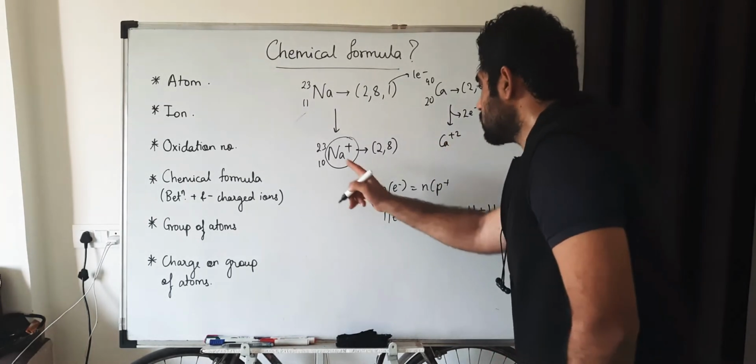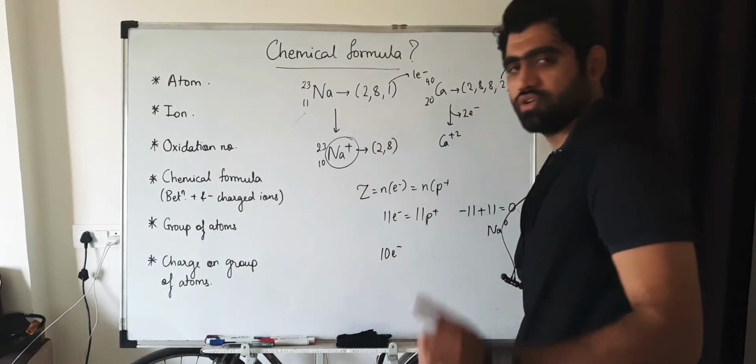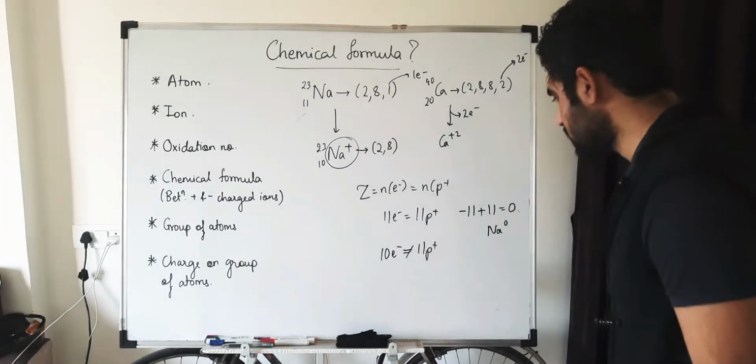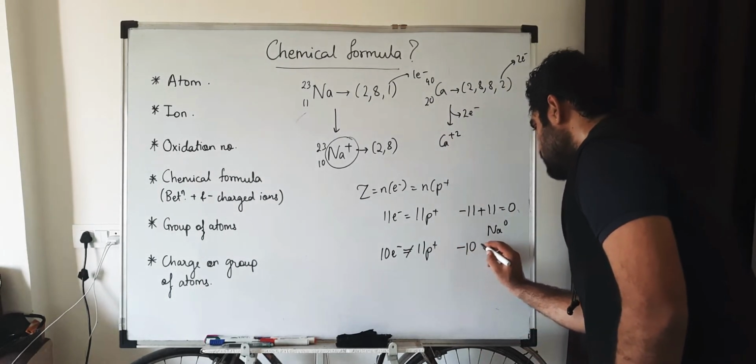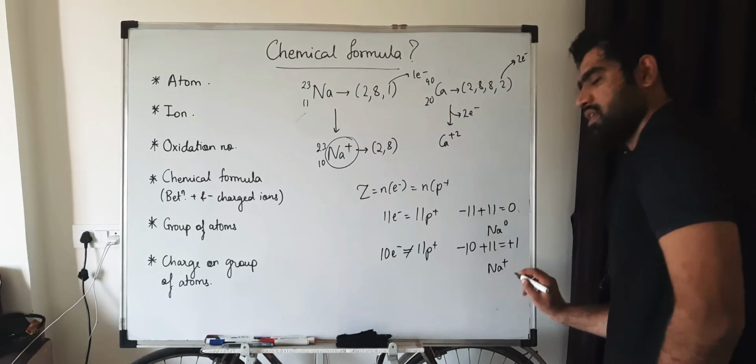If I talk about Na plus now, means when 10 electrons turn up, so it becomes 10 electrons and 1 electron is donated. This is not equal to 11 protons. So therefore, what you can see, it's minus 10 plus 11, that gives the charge plus 1. So Na plus has the charge plus 1.